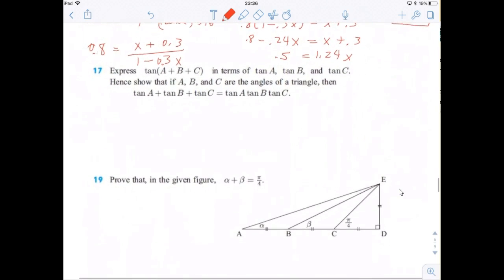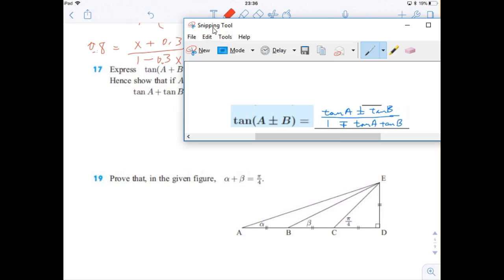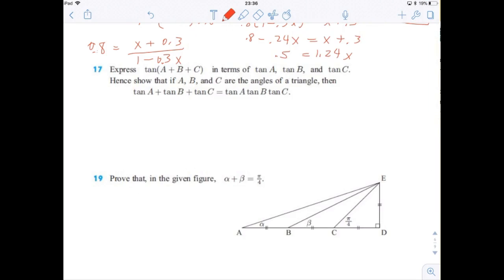Finally, let's go down to 17. We're going to express tangent of these three angles added together in terms of A, B, and C. We could do that by using this formula 2 times, okay? So first we're going to group it. We're going to say, okay, first I'm going to have tangent of A plus B, and then I'm going to have tangent of C, and I'm going to treat those as 2 separate angles.